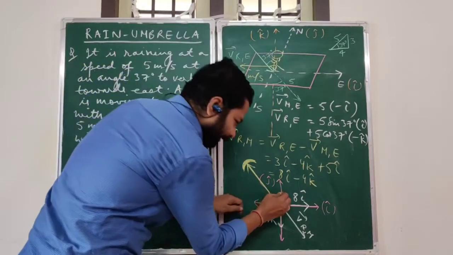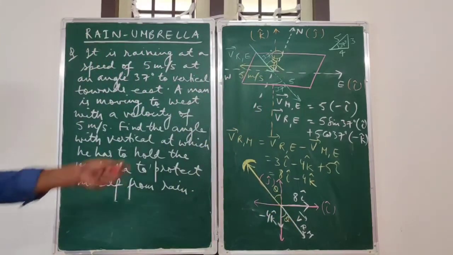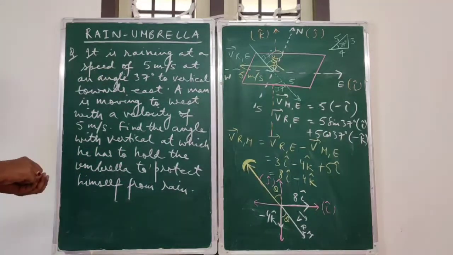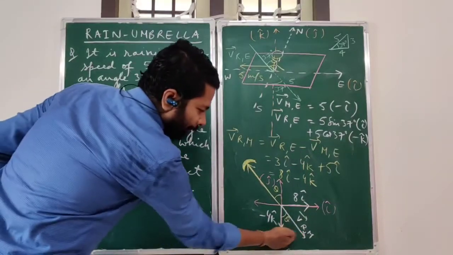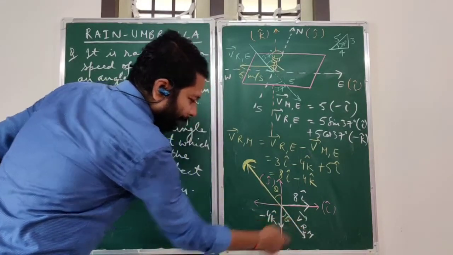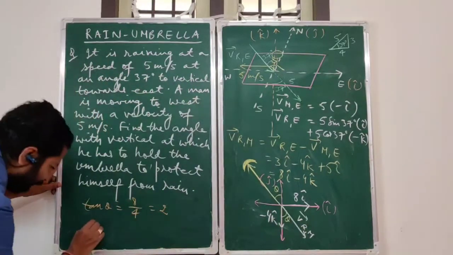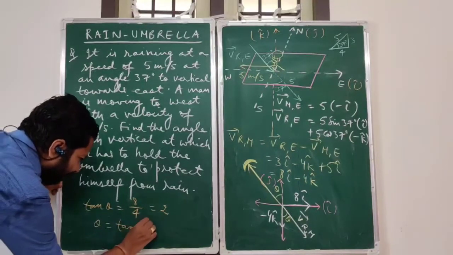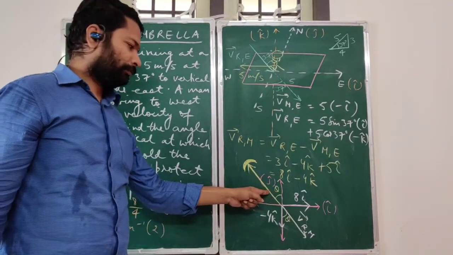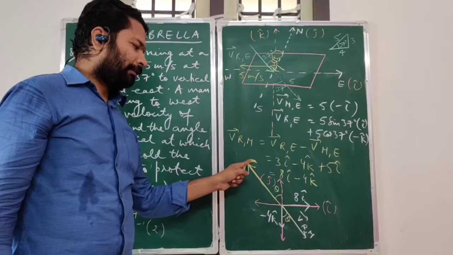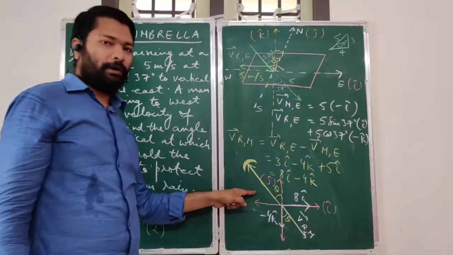And what is the angle? Let us say this angle with the vertical is theta. So this angle will also be theta. Then what is tan theta? Can you guys write it? What is the value of tan theta? Tan theta will be equal to perpendicular by base. So magnitude wise it is 8 by 4, which is equal to 2. So what is theta? Theta is tan inverse of 2. What is the angle at which he has to take out the umbrella? At an angle tan inverse of 2 with the vertical.